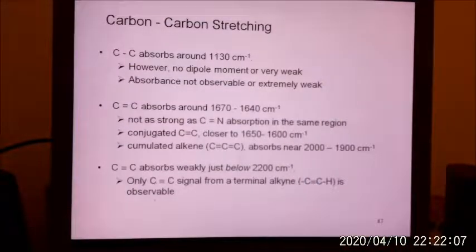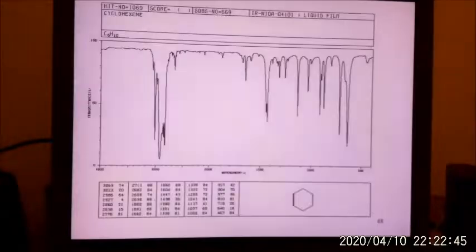Carbon-carbon, not really observable. Around 1130, we were talking about carbon double bonded to carbon. So not as strong. Accumulated alkenes, these are very strained. Notice it moved up about 300 wave numbers. Conjugated moves to longer wave numbers. And then remember, alkynes, you're only going to see the terminal alkyne. If it's internal, you won't see the triple bond carbon stretch, but it's weak to medium, and it's just below the 2200.